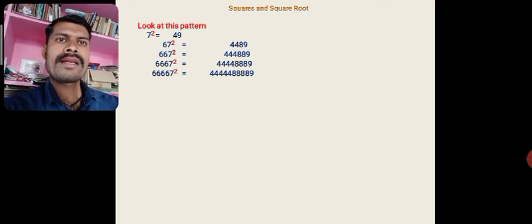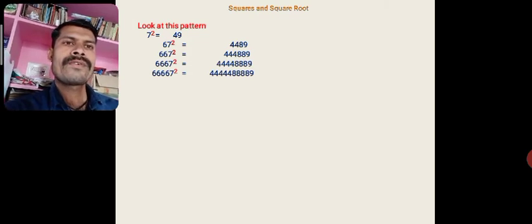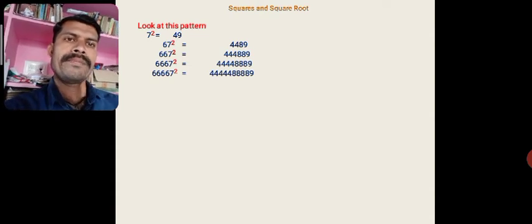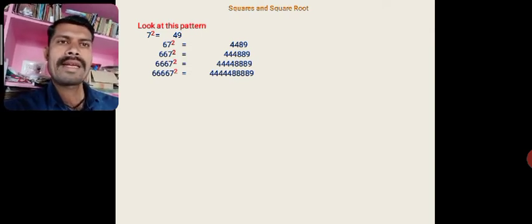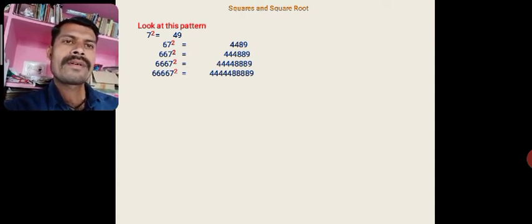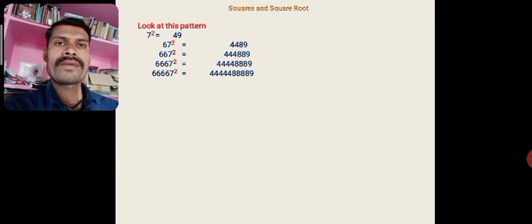Similarly 667 square, so that is 444, 889. Look at this. Is it an interesting pattern? So that is 6667 square. This 4 repeats 4 times, 8 repeats 3 times, and 9 remains the same here. Similarly, you go for 66667 square. It is 5 times 4, 4 times 8, 9. So the square numbers have very interesting patterns here.